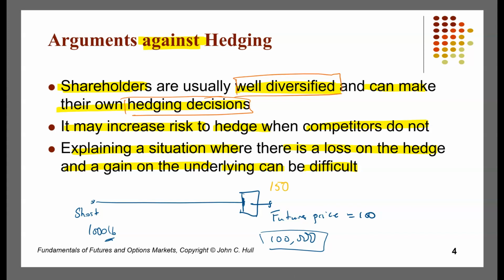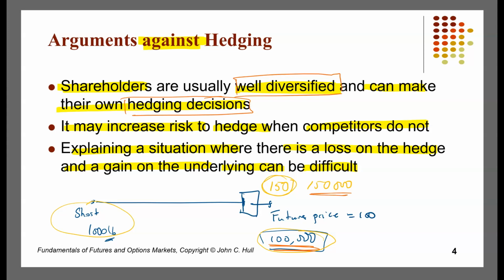However, it turns out that at maturity, the true price of the underlying is maybe 150. In this case, you could have sold at 150 and made 150,000, but because you hedged, you are only making 100,000. So it is sometimes hard to explain why you would hedge and only make 100,000 when you could be making 150,000.